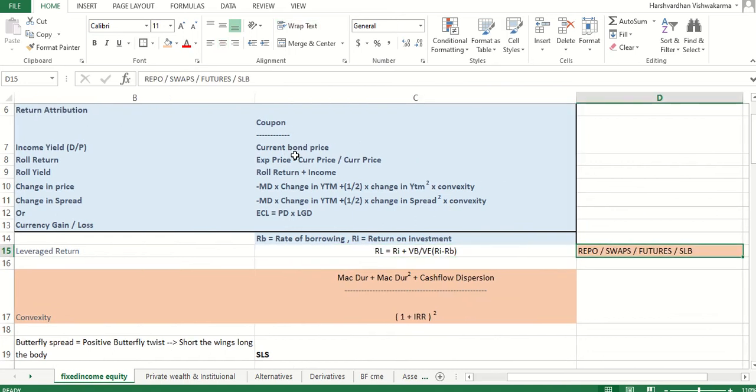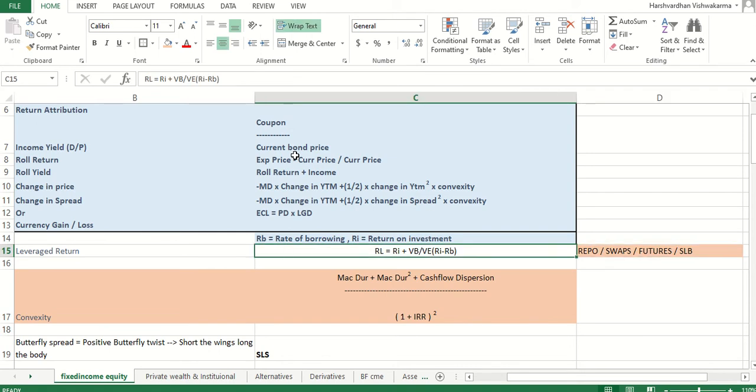Leverage return. There are ways to do leverage returns in the fixed income bond portfolio, wherein you can enter into a repo and reverse repo kind of a transaction, or you can enter into fixed to floating or floating to fixed interest rate swaps, or you might just want to do hedging of your bond portfolio, but you don't want to put in the entire amount. You would go for bond futures, or you would do an SLB, which is security lending and borrowing.